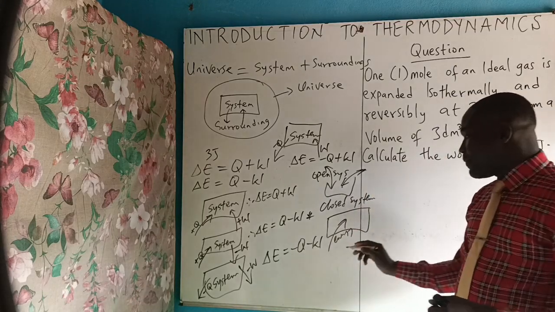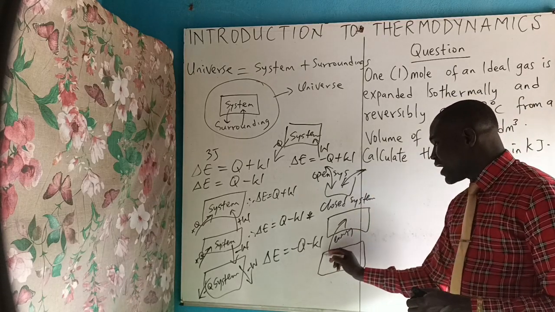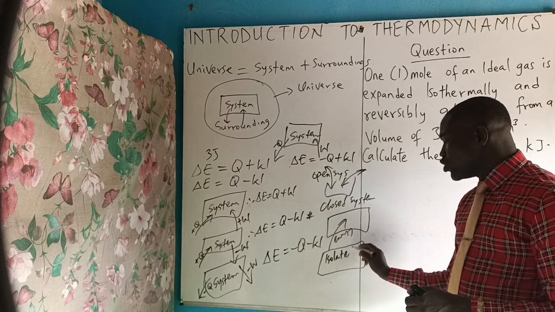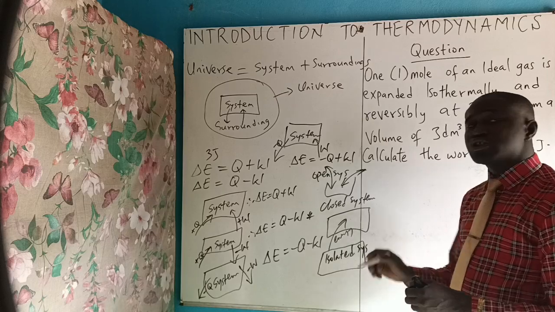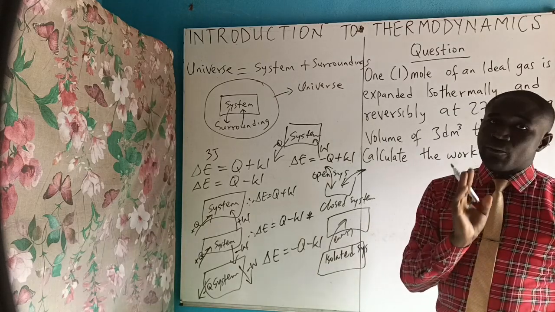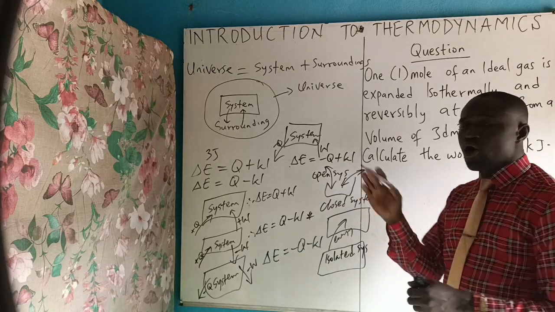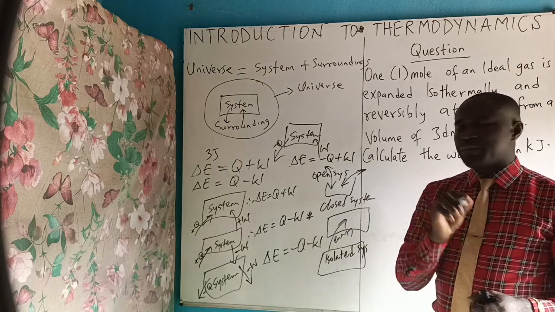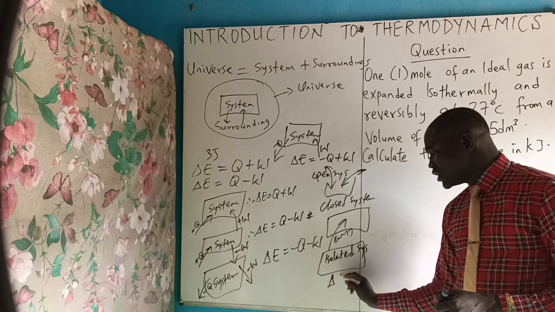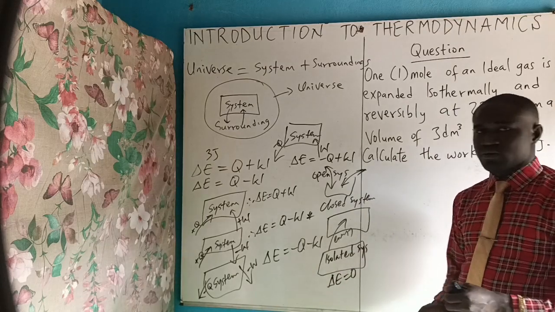Then when we talk about an isolated system, it is a system which does not allow both the matter and energy to flow in. Yes, it doesn't allow both the matter and energy to enter or leave. It's important for you to know that in an isolated system, we note that change in E is equal to 0.